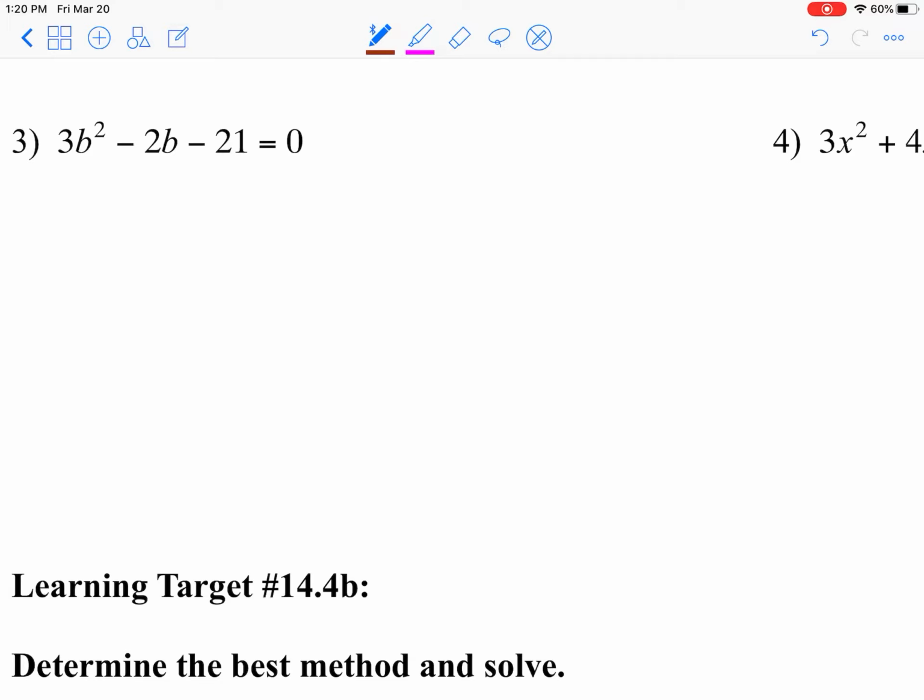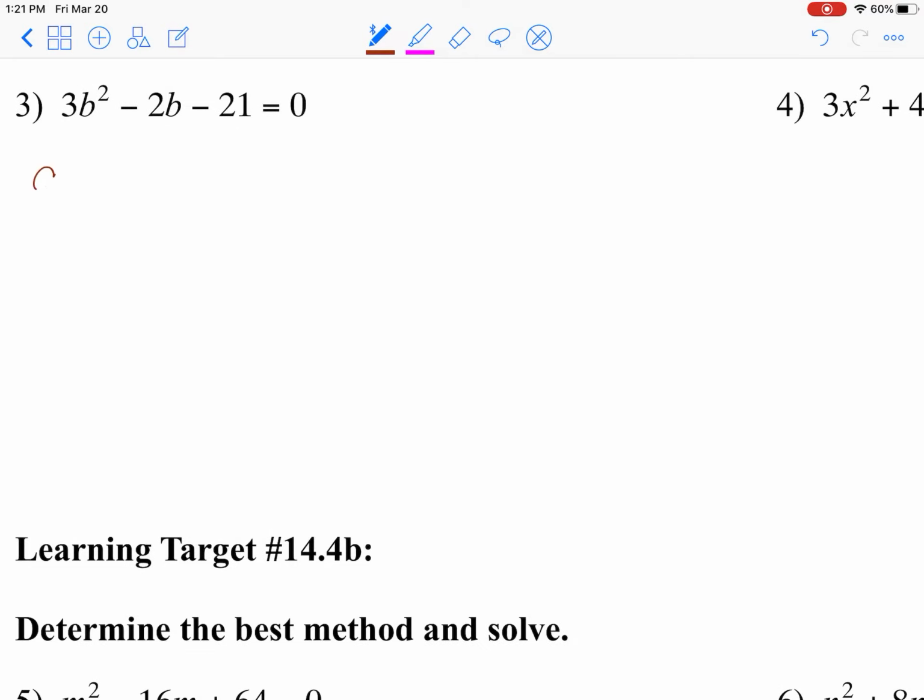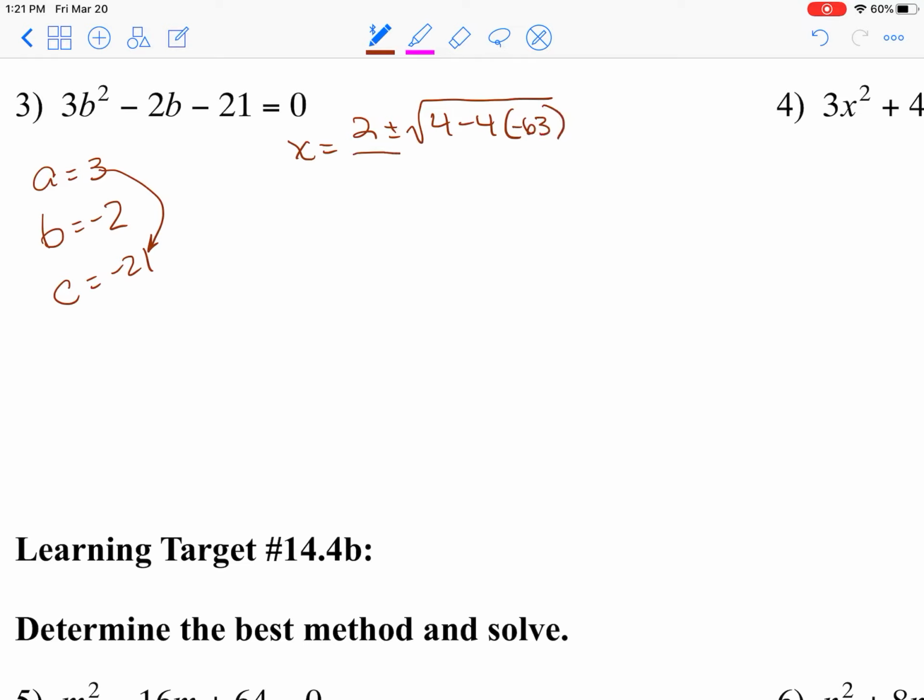Okay, so our equation is already in standard form, so we don't have to worry about that. It's already equal to 0. And again, my a is the coefficient of the squared term, so 3. My b is the coefficient of the linear term, just the variable, -2. And my c is my constant term, the term that has no variable, so -21. So again, x equals the opposite of b, plus or minus the square root of b squared minus 4 times a times c, so 3 times -21 is -63. All of that over 2 times a.